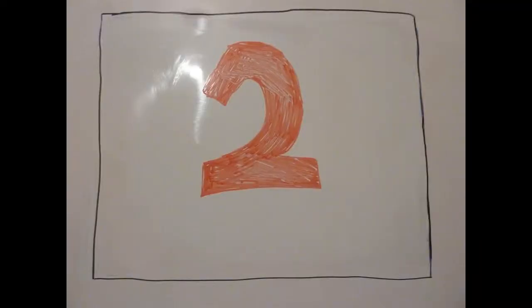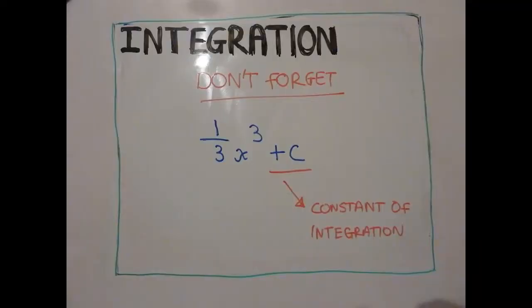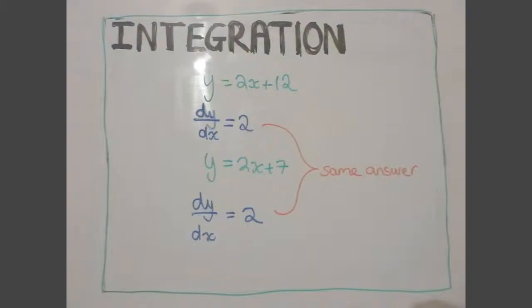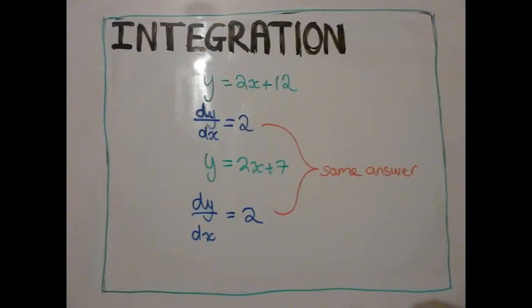The second step. Whenever you finish integrating a term, you always put the term plus c after. This is called the constant of integration, and it is always included. When you differentiate 2x plus 12, the answer is 2, and when you differentiate 2x plus 7, the answer is still 2. This shows that the constant at the end of the term doesn't affect the answer. This is taken into consideration by adding the plus c.